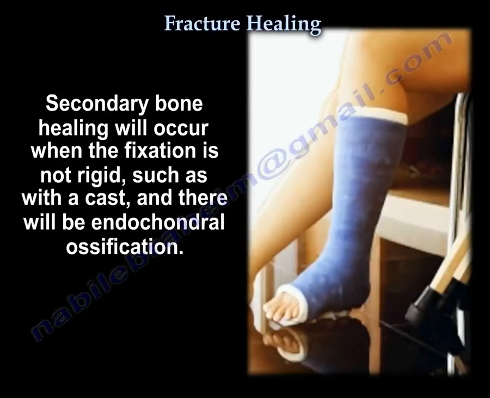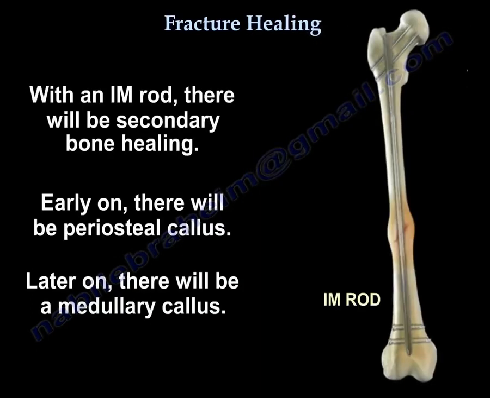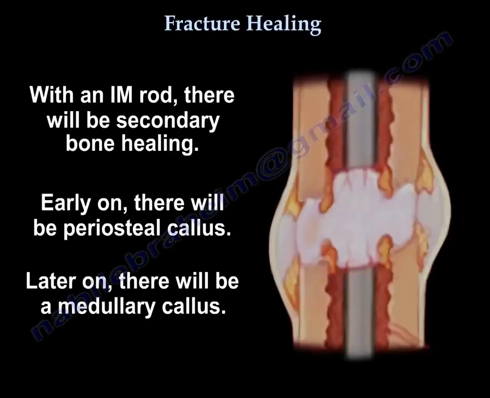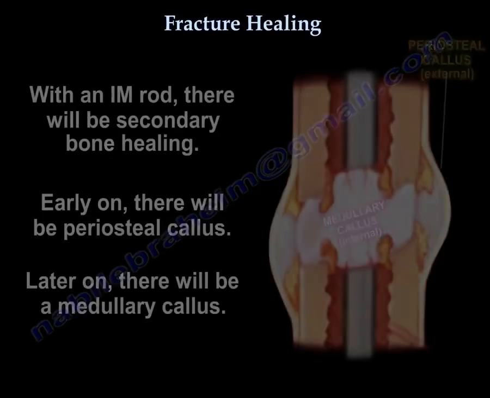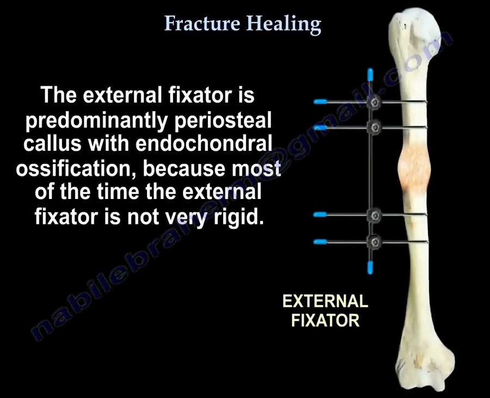The secondary bone healing will occur when the fixation is not rigid, such as a cast, and there will be endochondral ossification. With an IM rod, you will have secondary bone healing. Early on, you will have periosteal callus, and later on, you will get medullary callus. The external fixator is predominantly periosteal callus with endochondral ossification because most of the time the external fixator is not very rigid.